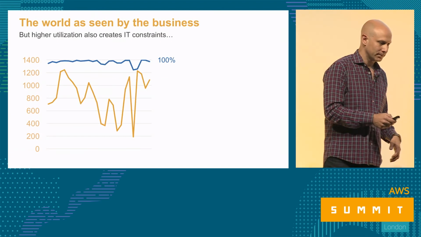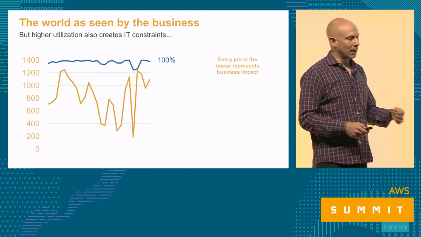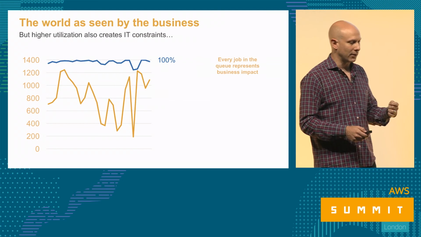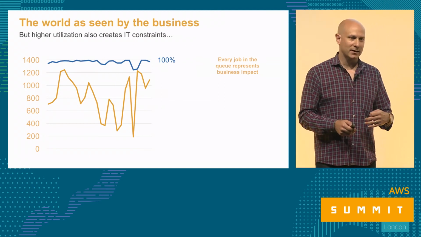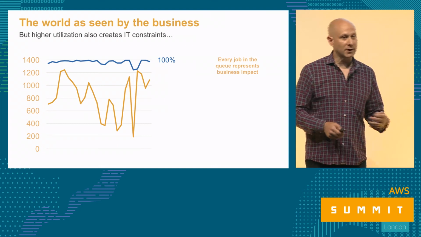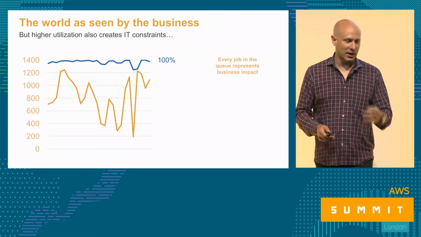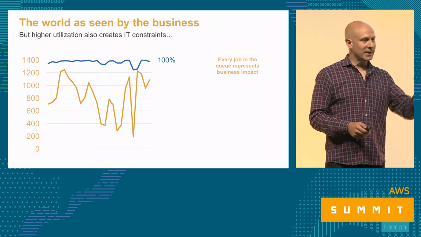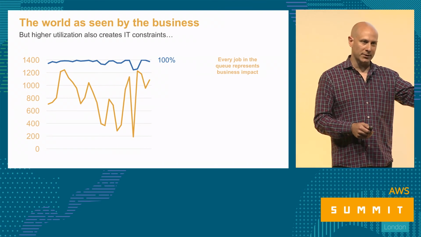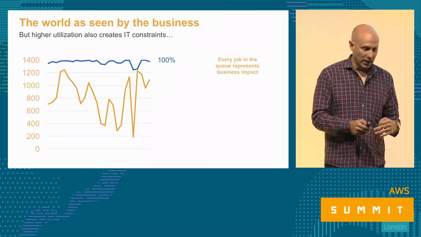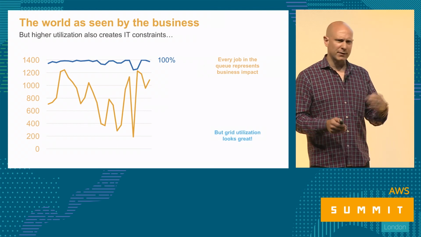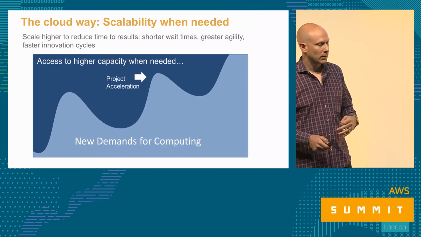I mentioned those delays. So every job in the queue, I've kind of flipped the lines around. So every orange job in the queue here represents business impact. These are your users that are sitting there waiting for their work to get done. So you have IT trying to keep grid utilization at 100%, which means jobs are waiting, and then business users that are trying to get work done. It's kind of this cross purposes here.